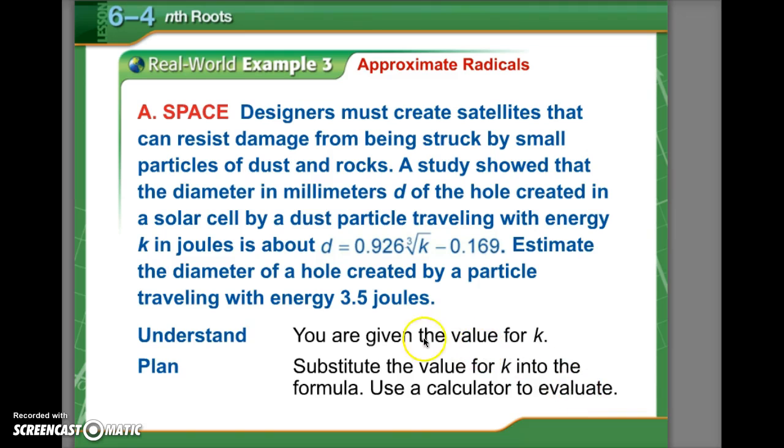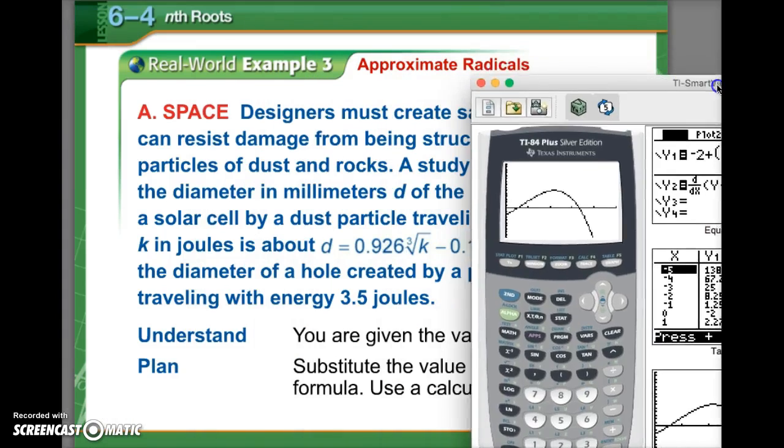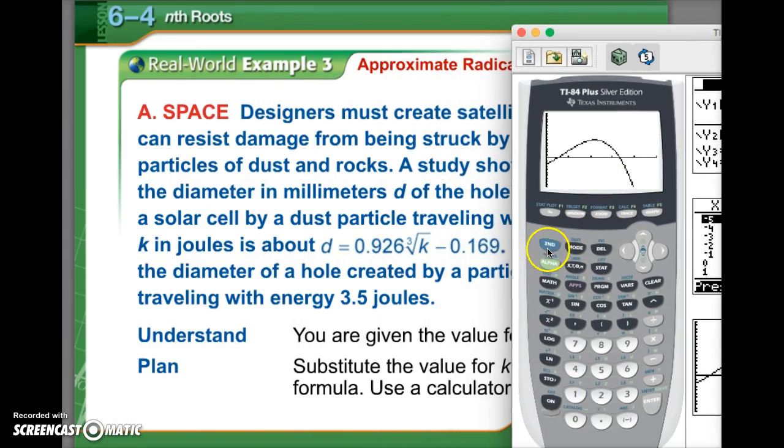So what we need to realize is that this 3.5, they're giving that to us. They're giving us the value of k, and we're going to substitute that in for k, and we're just going to plug this number in our calculator and see what the answer is. So let me see, do I have my calculator app open? Okay. I'm going to get off this graph. Clear my home screen. Okay, I'm going to type 0.926.